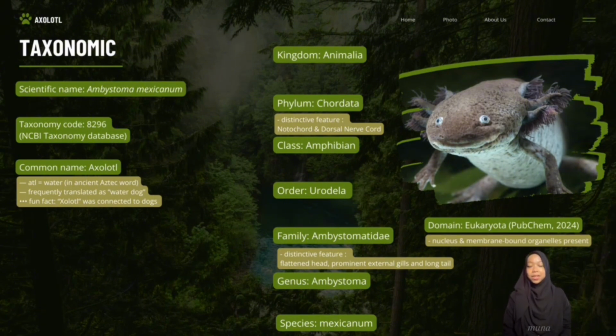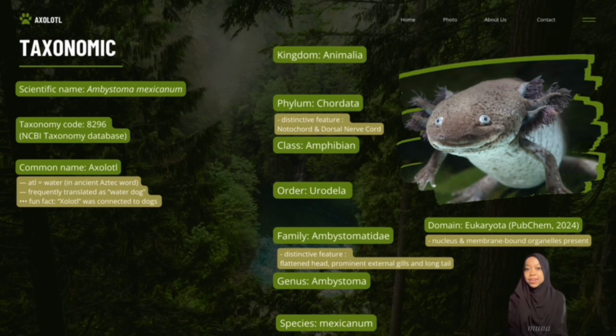Axolotl's scientific name is Ambystoma mexicanum. Ambystoma mexicanum literally means Mexican Ambystoma due to its origin, native to Mexico. It also has its own taxonomic code, which is 8296, referring to the axolotl species in the NCBI taxonomy database.